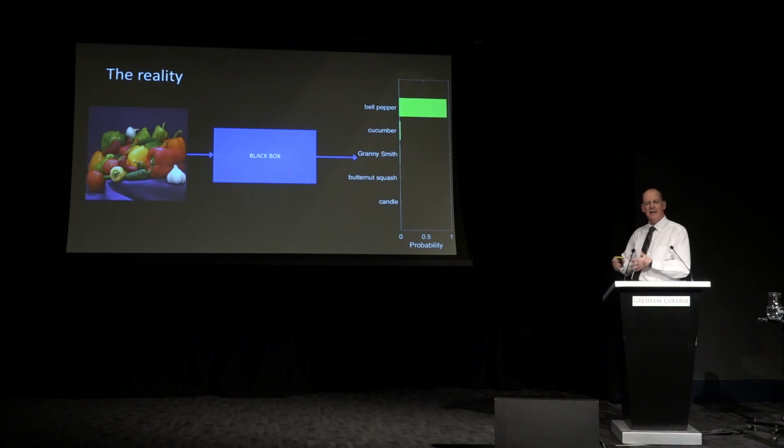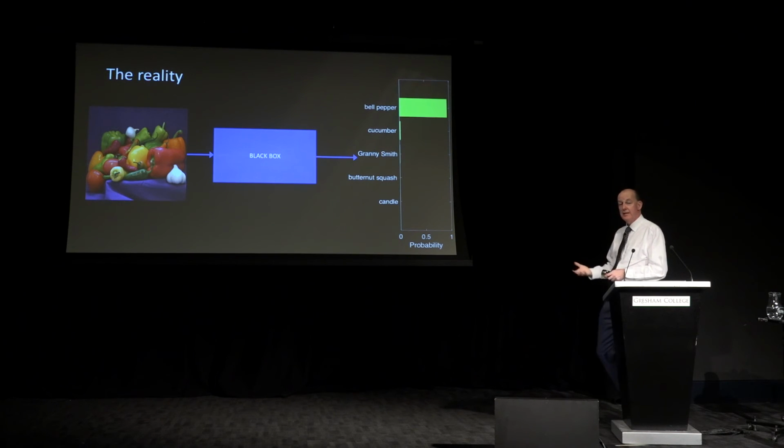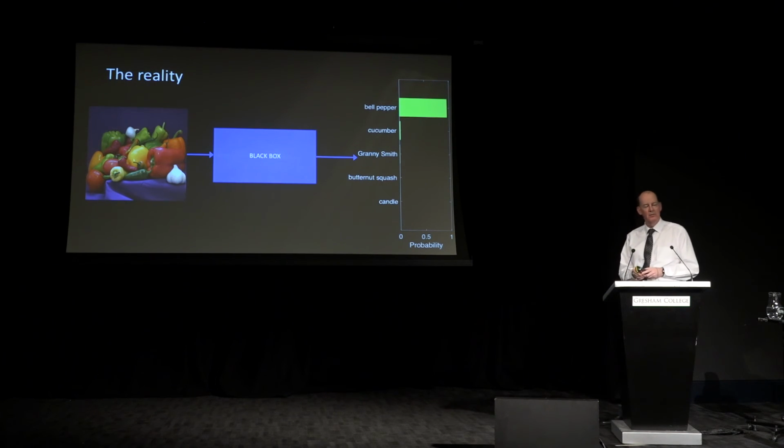Now, this little test example is rather interesting because it illustrates some of the things that are rather interesting about deep learning. The first one is, it's quite common for people to say to me, why did it choose candle? And you say, well, it didn't choose candle. Candle was extremely improbable. But it is a feature of these systems that when they get it wrong, they can get it badly wrong, and you're not really sure why.